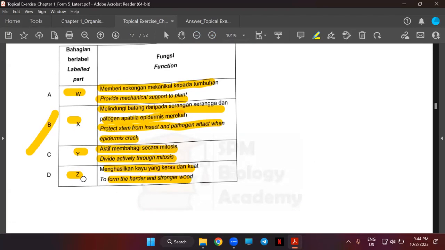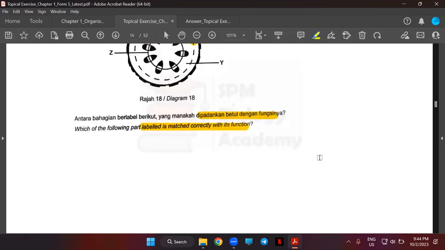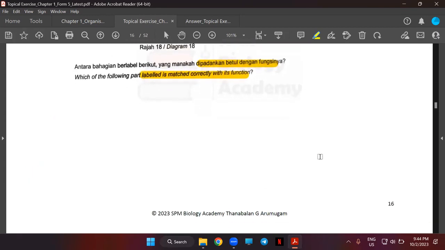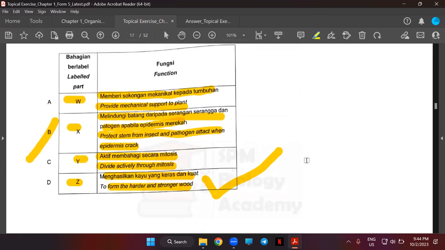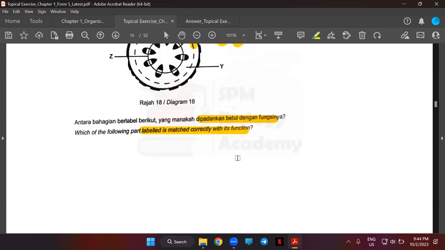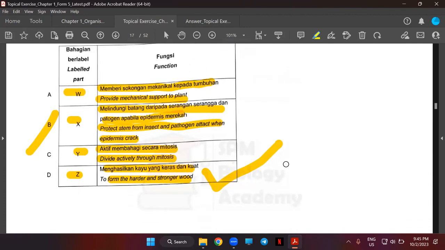Menghasilkan kayu. Kalau dia menghasilkan kayu yang keras dan kuat, form harder and stronger wood, dia merujuk kepada secondary xylem, xylem sekunder. Z bukan secondary xylem. Okay, no, we go for B. Bukan D. Menghasilkan kayu yang keras, secondary xylem, xylem sekunder. Z ialah gelang cambium, bukannya secondary xylem. Okay, I'm not going for D. I go for B.